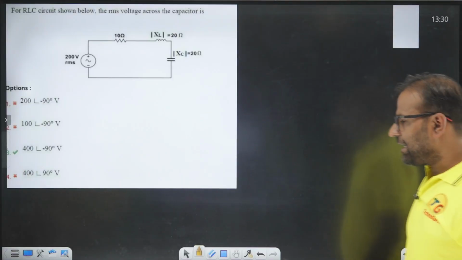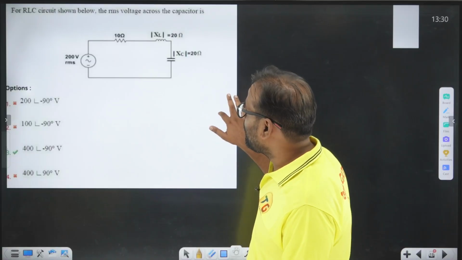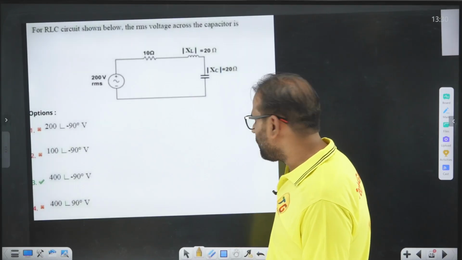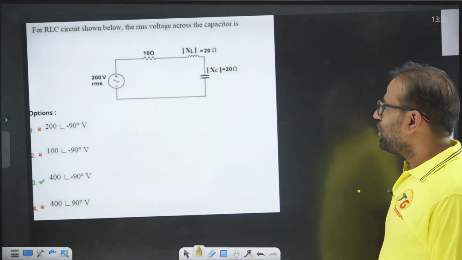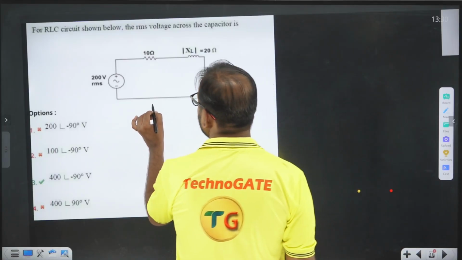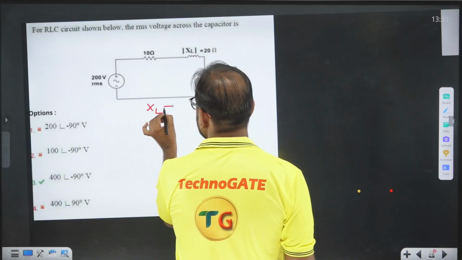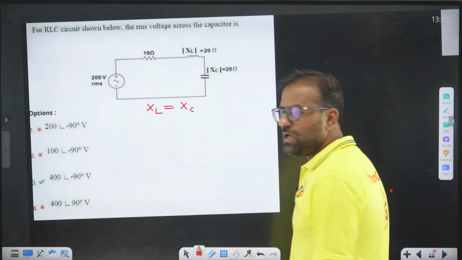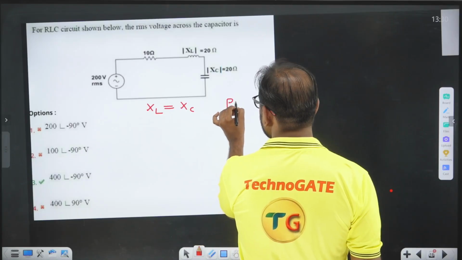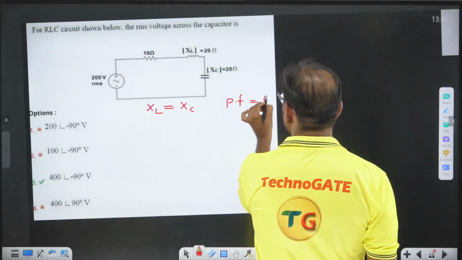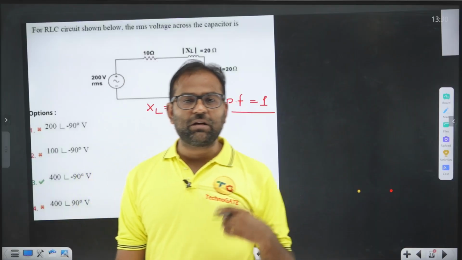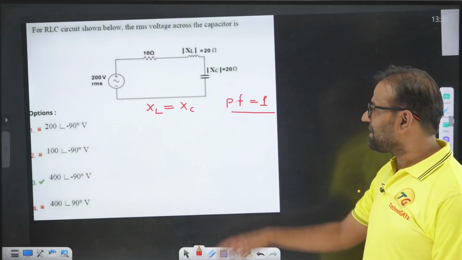Okay. Next circuit is an RLC circuit shown below, and they are asking for the RMS voltage across the capacitor. Fine. Do you think that XL and XC are equal in this circuit? XL is equivalent to XC. Whenever you have XL equal to XC, or whenever the power factor of an RLC circuit is equal to 1, or whenever the input voltage and input current of the RLC circuit are in phase, then we can say this is in resonance.